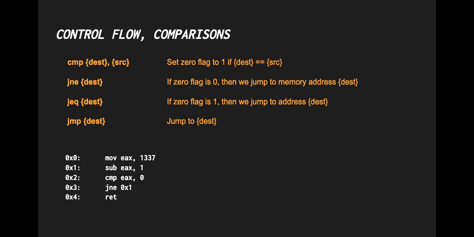So then you can do jump not equal. If the 0 flag is 0, then we jump to another memory address. If the 0 flag is 1, then we jump to an address. And remember that compare sets the 0 flag depending on the values of destination and source. The very last instruction, jump, is an unconditional jump. It just jumps to a specific place in memory without checking the 0 flag.